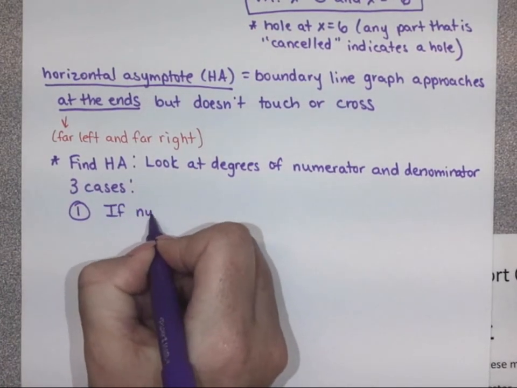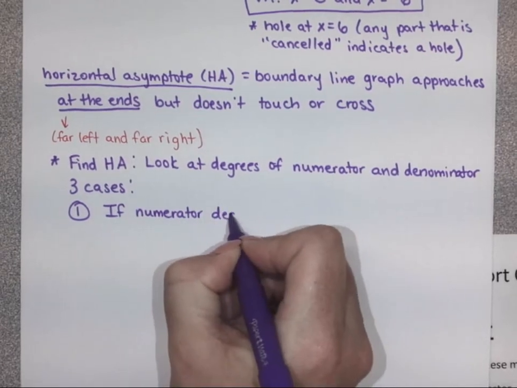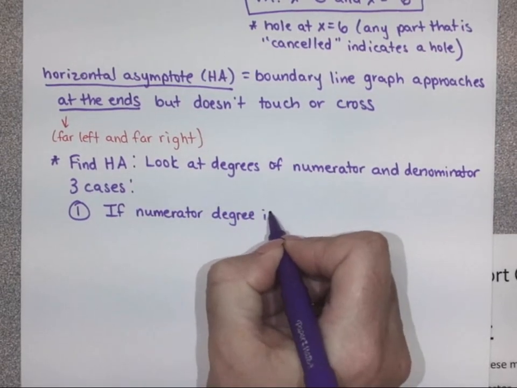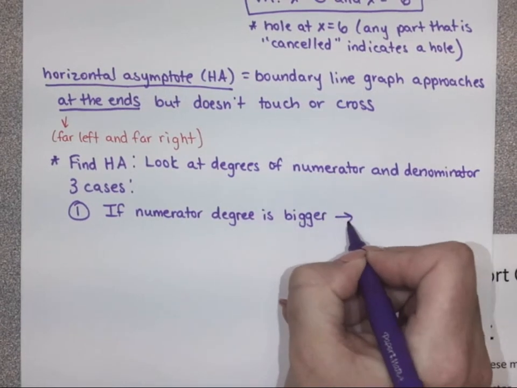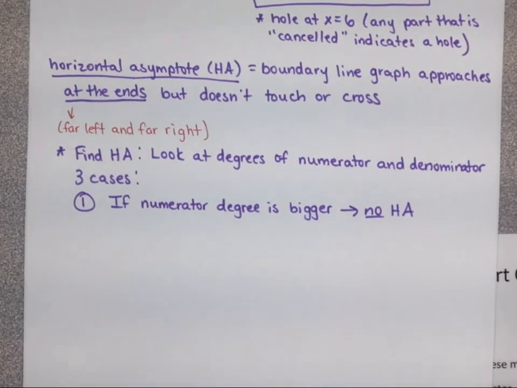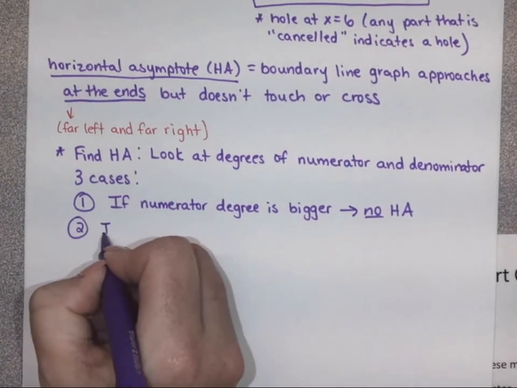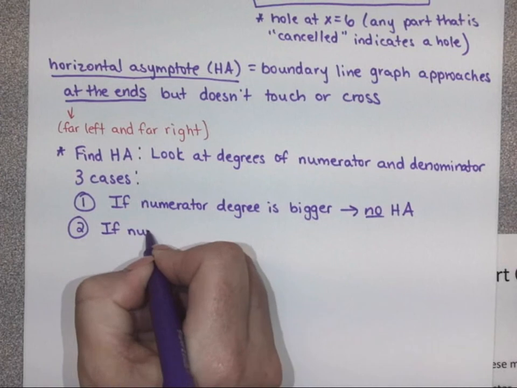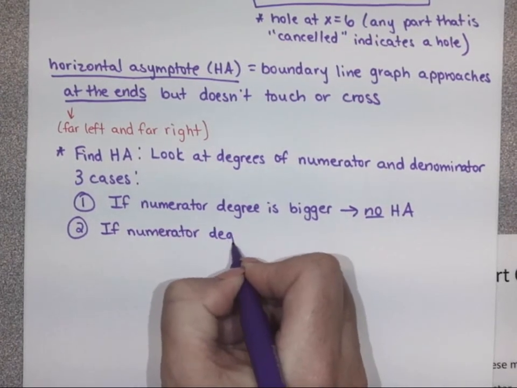If the numerator degree is bigger, then there is no horizontal asymptote at all. That means if the power on top is anything bigger than the power on the bottom, there's no horizontal asymptote. If the opposite is true, so if the numerator degree is smaller, then the horizontal asymptote is always at 0.